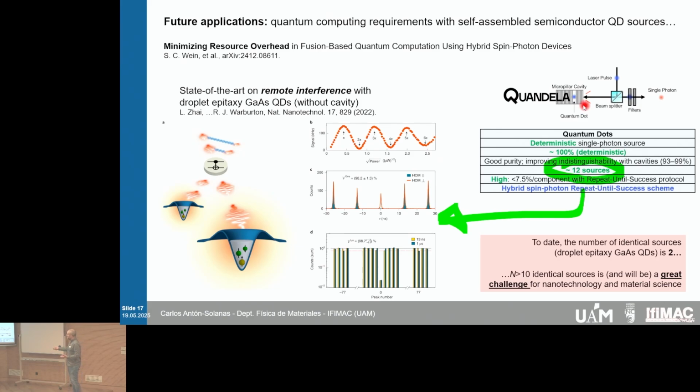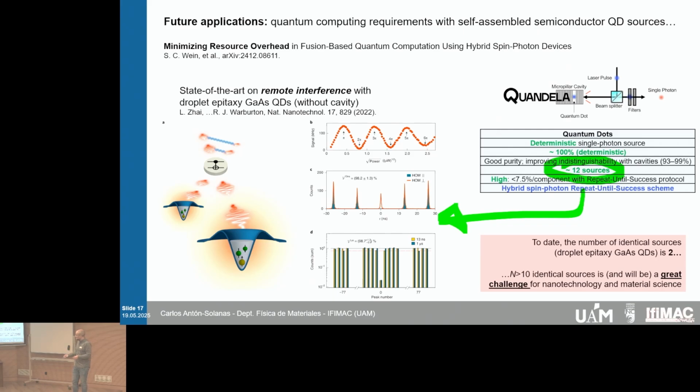I am highlighting here another recent paper from the group of Warburton, where they have demonstrated that with droplet epitaxy semiconductor quantum dots, they can get a really high indistinguishability from two dots that are separated. And this does not require any cavity. This is just the emission from the two dots interfered, demonstrating that they are really, really indistinguishable. This is one thing. One thing is to have two dots that have the same properties, same lifetime, same spectrum, everything, and that they have a good indistinguishability.